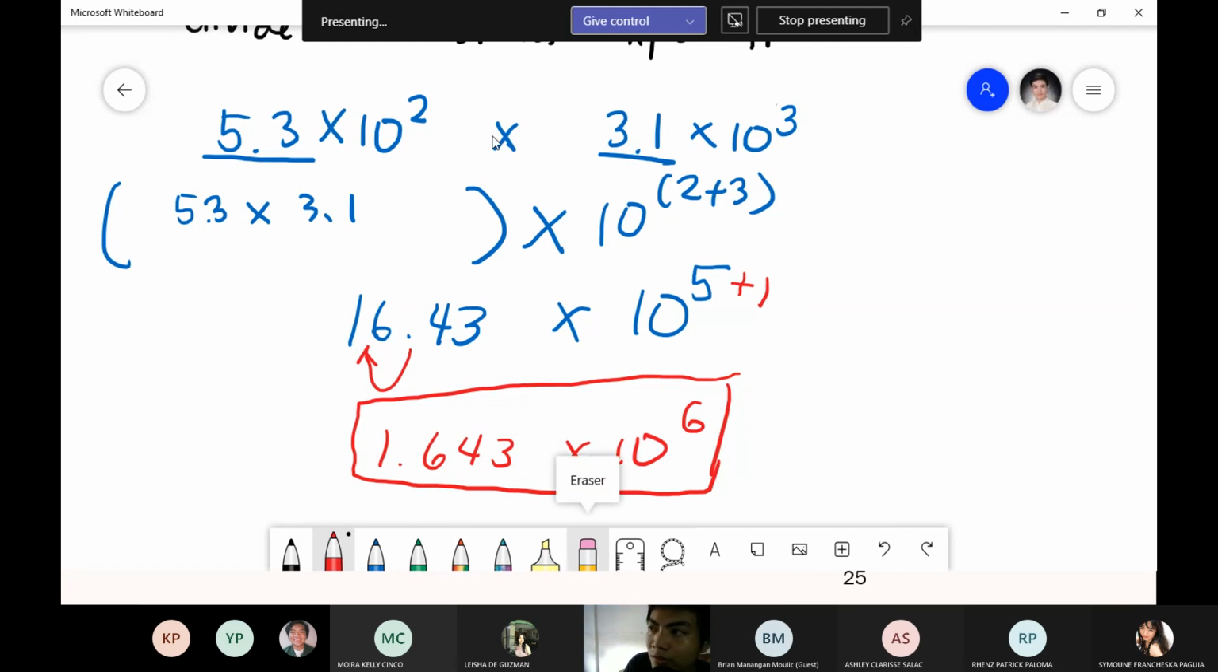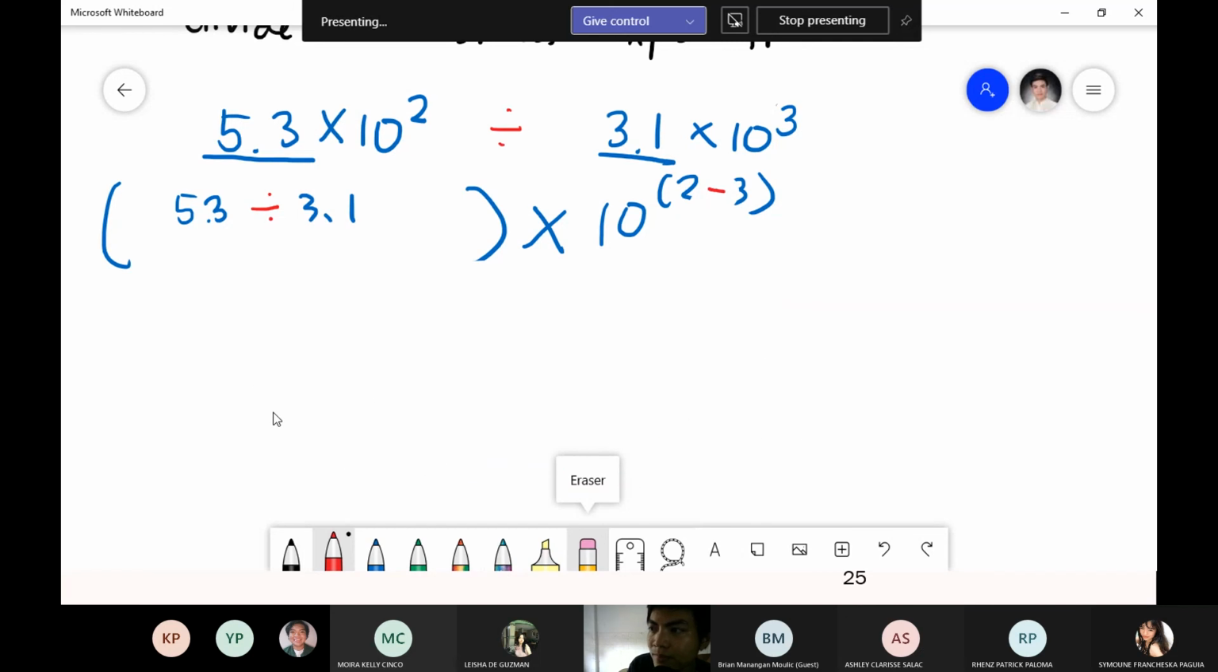So kapag division, palitan ko yan. Ayan, divide na siya. Basically, i-divide ko to. Then yung exponent, isusubtract ko. Okay? So, yun lang yung magbabago. So, pag division, divide the integers, 5.3 divided by 3.1. And then yung exponent, I subtract them, 2 minus 3. Okay? This minus that.